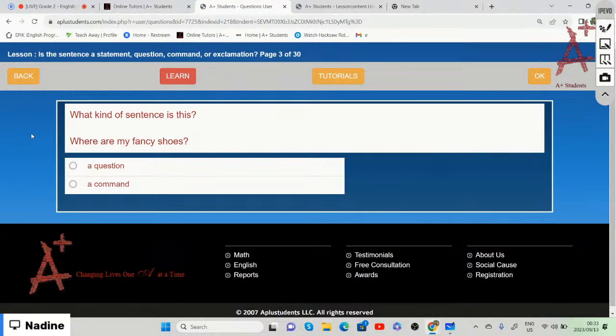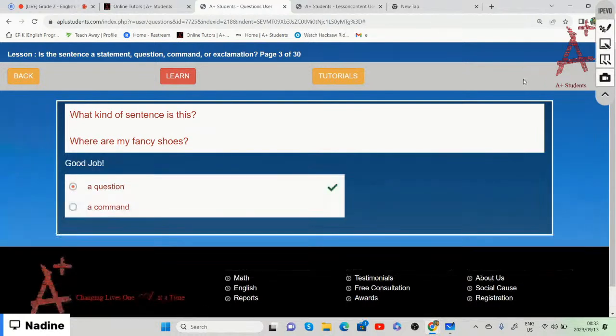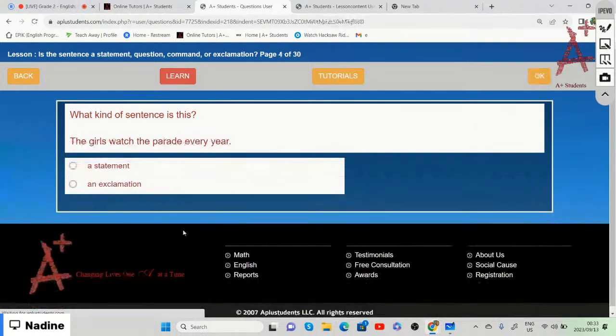All right, and if we look at our sentence now, we will say that this sentence ends with a question mark, so it is option one. Option one is a question, and that is correct. So question is correct. Well done.